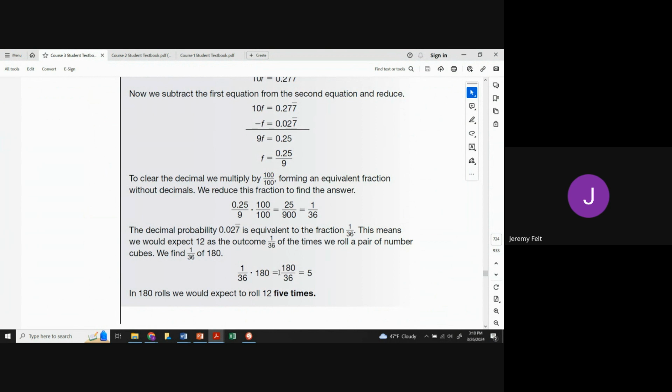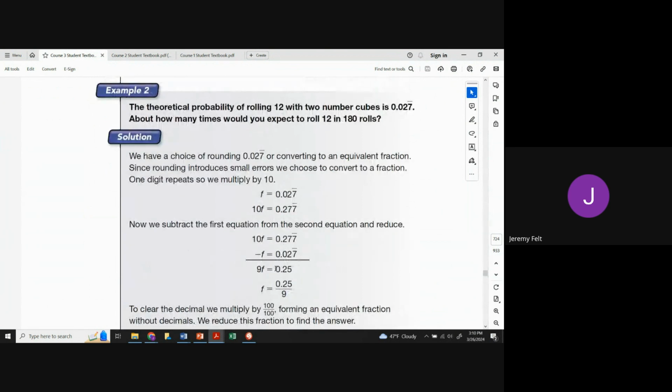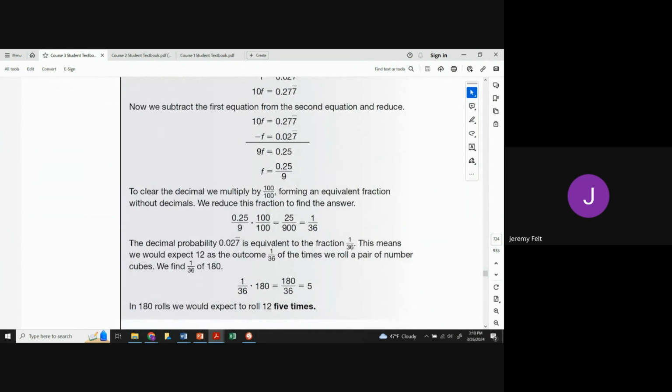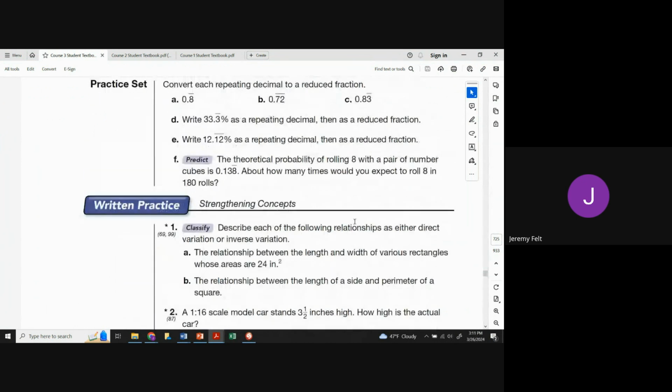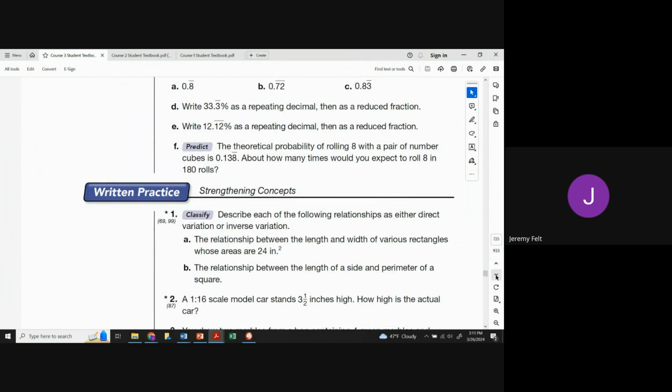And if we have 180 tries, what was the original one? How many times would we get 12 in 180 rolls? So we do 1 in 36 times 180. Happening 180 times, we'd expect to get 5. So we can expect to roll 12 five different times. So the hardest part was finding this fraction. Once we had that, then we just multiplied it by 180 to get 5. All right, we'll go over those practice set problems together, and that will be all for this unit.